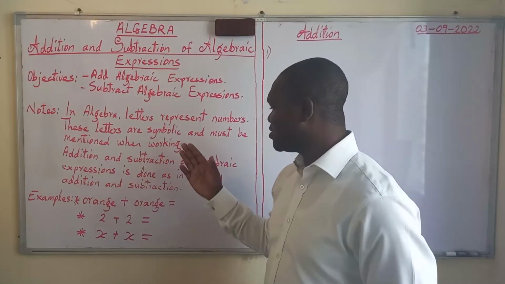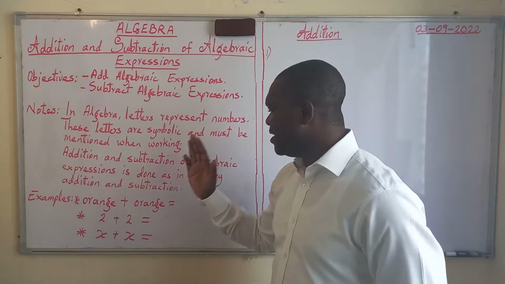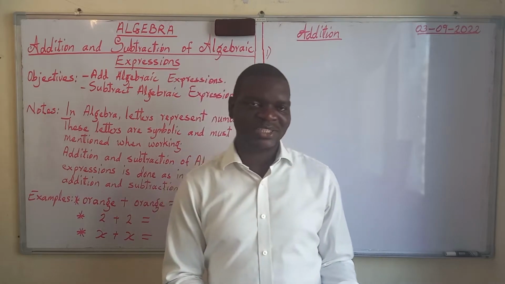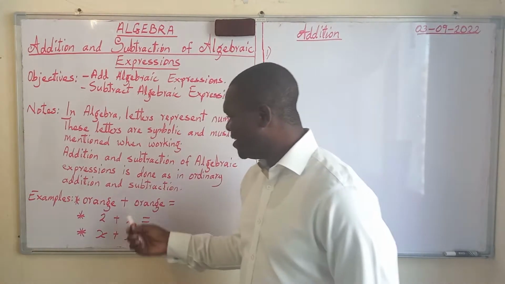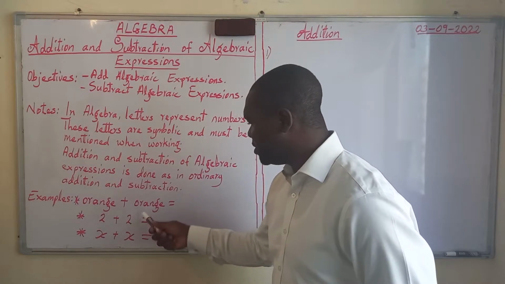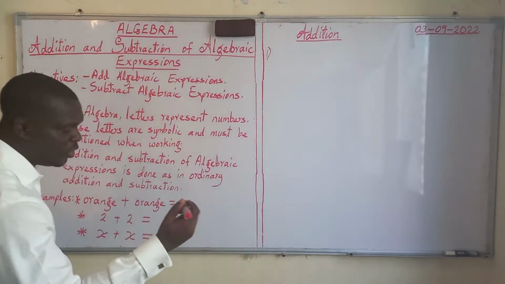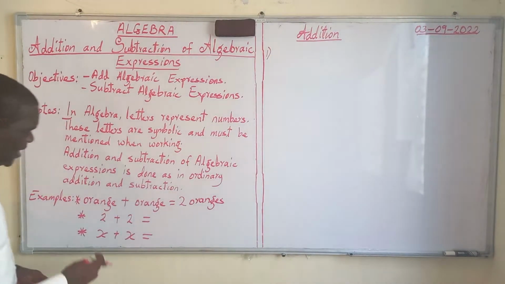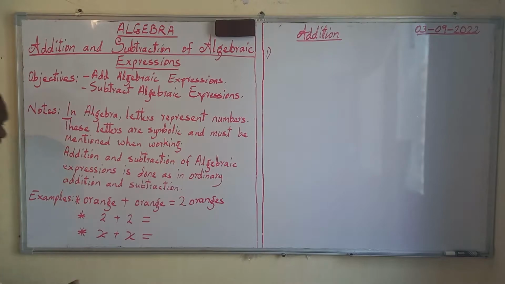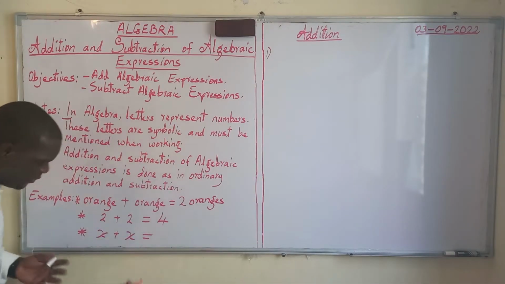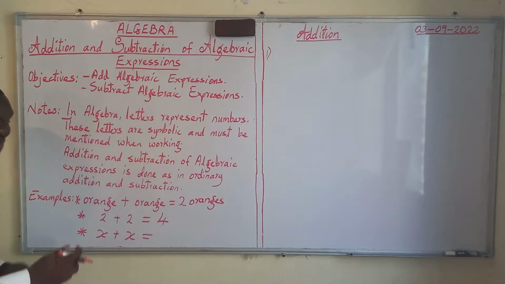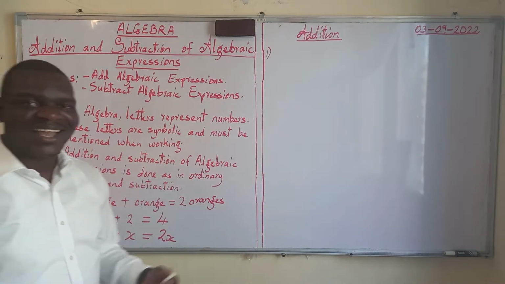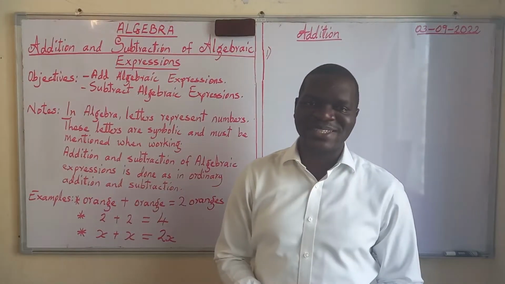Addition and subtraction of algebraic expressions is done just as in ordinary addition and subtraction. What do we mean by this? An orange plus an orange will obviously give you 2 oranges. If you have an orange and you add another orange, it gives you 2 oranges. 2 plus 2, as in ordinary addition, will give us 4. Therefore, x plus x will give us 2x. These are the basic things you have to understand as far as algebraic expressions are concerned.